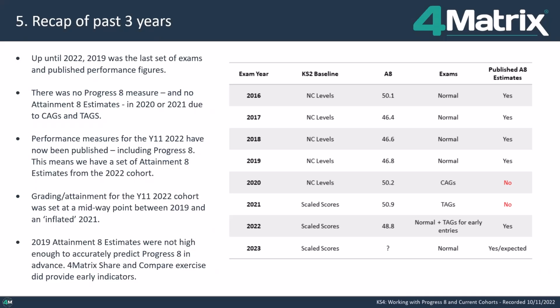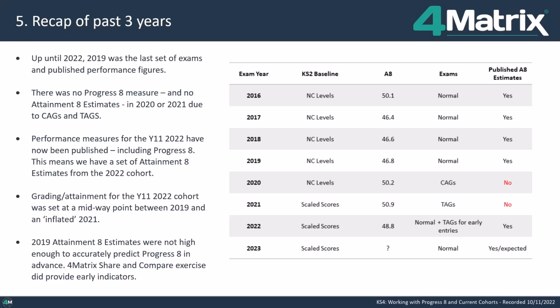So 2022 was our first transitional year. We now have those estimates. We've seen them in our tables checking and they're now published. And we do have estimates for Progress 8. Progress 8 is back for 2022. And that means that we now have a set of Attainment 8 estimates for 2022 that we can use for future cohorts, as well as the 2019 ones we already have.